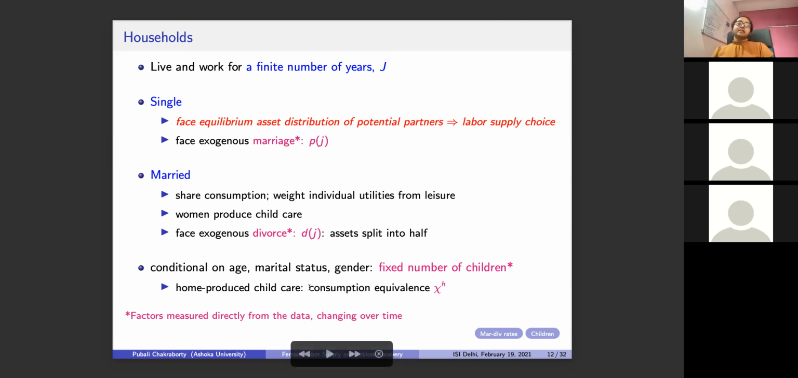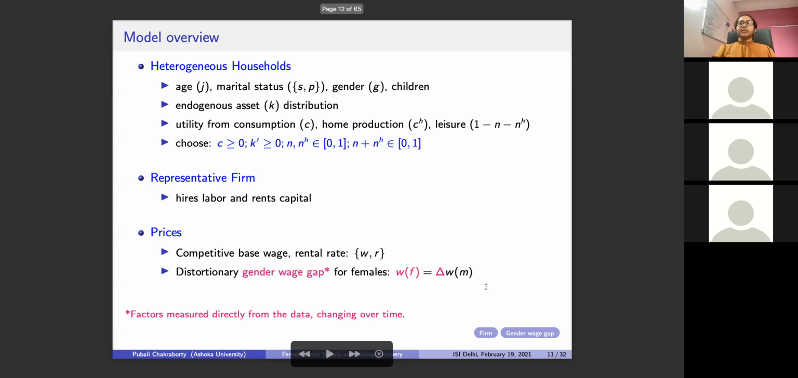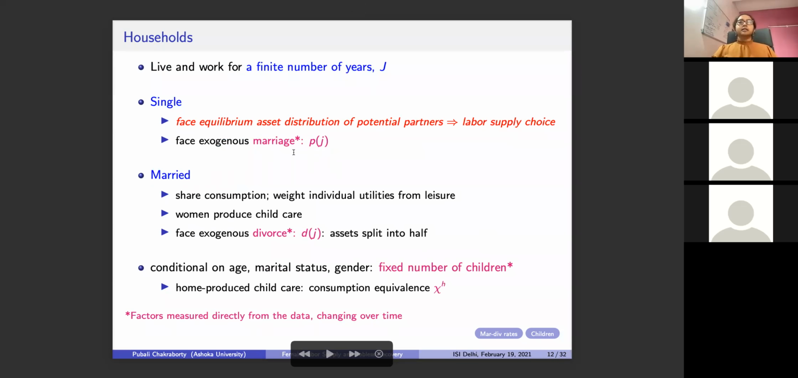Conditional on age, marital status, and gender, each household has a fixed number of children. So I calculate the average number of children for each of these different groups, and that is something that I feed into my model. This home produced childcare has a consumption equivalence parameter, which takes into account the number of children. In the previous slide and in this one, the things that I've highlighted in pink are these 4 different demographic factors, which I allow to change over time in my framework. So this is broadly the setup of my model.